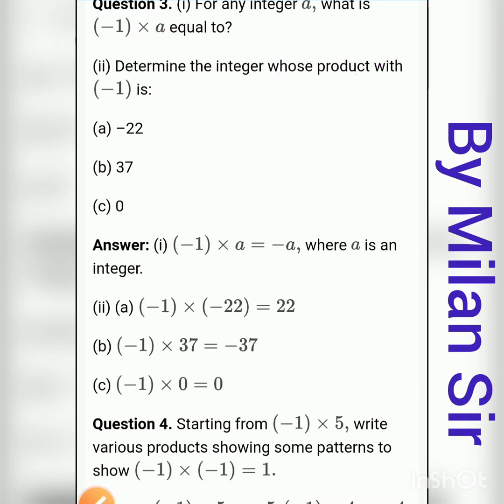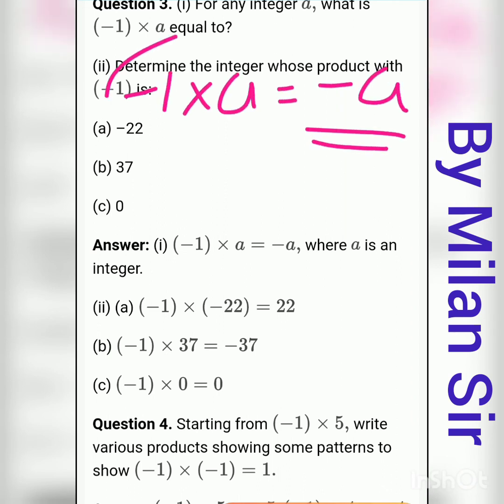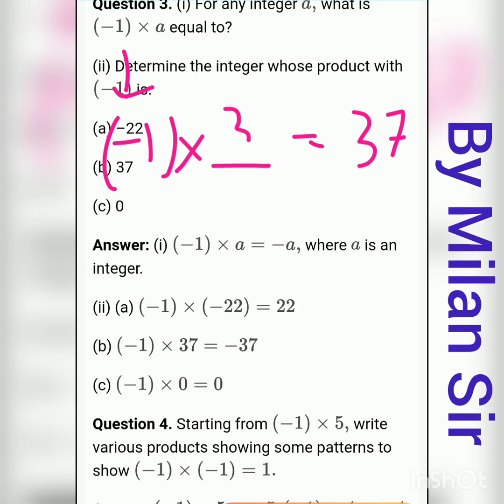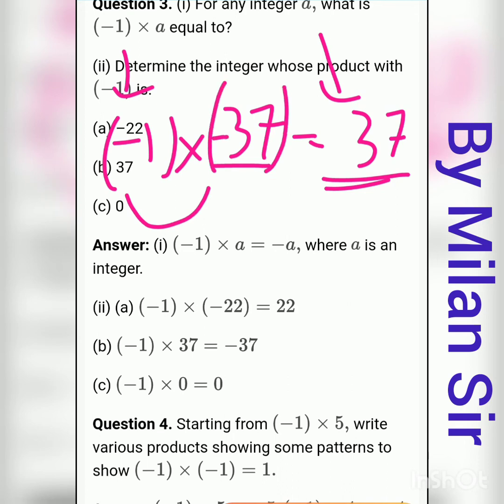Right now we already proved that minus 1 multiply a is equal to minus a. So if minus 1 is there and you want minus a, you need to put the value of a only. Now minus 1 multiply blank, and here we want the answer 37. Here 1 is there, and if we want 37, then alternatively we need to put here 37. So 37 ones are 37, but here our answer is positive, but here plus minus minus. So alternatively what we need to do is put a negative sign here.